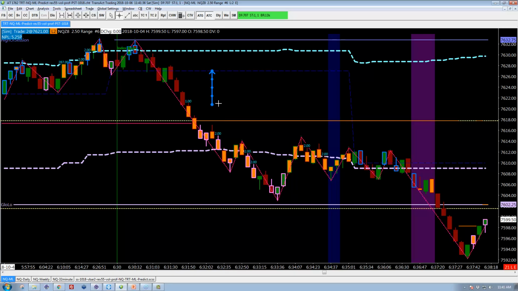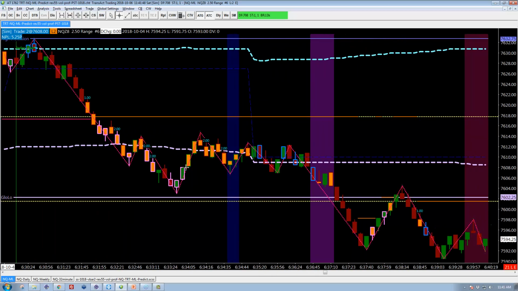You've got to be 20 ticks away, and that gives you some wiggle room to get to a move-the-stop target. So 20 ticks, 2 bars.